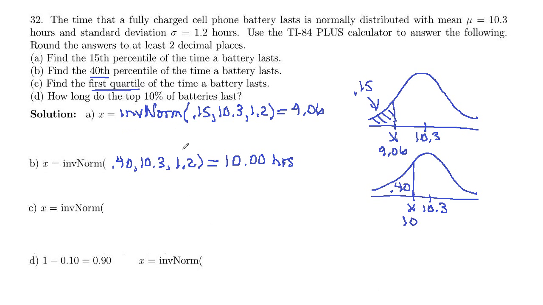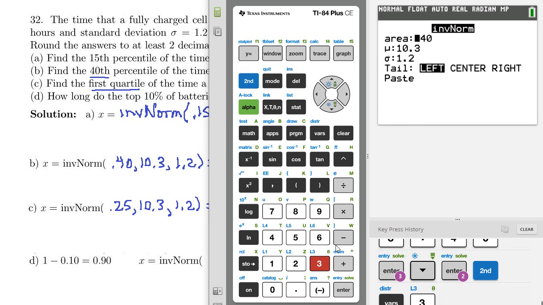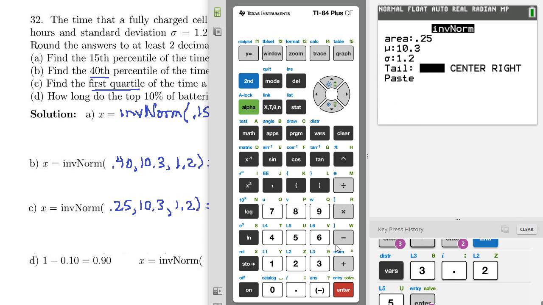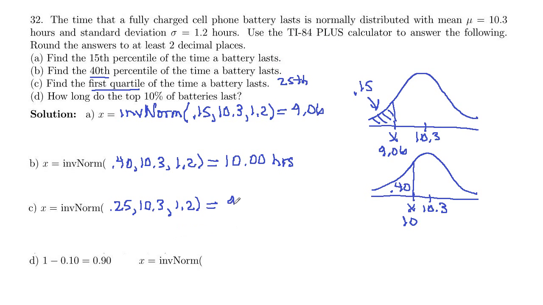Find the first quartile of time. So first quartile is the 25th percentile. So that's going to be 25% of the area to the left. So similar to what we did above, except it's 0.25 is our left area. 10.3, 1.2 still stay the same. So that 25th percentile then is going to be second variables, number 3. Change the 0.40 to 0.25. 9.49. So 9.49 hours has 25% of the data to the left.